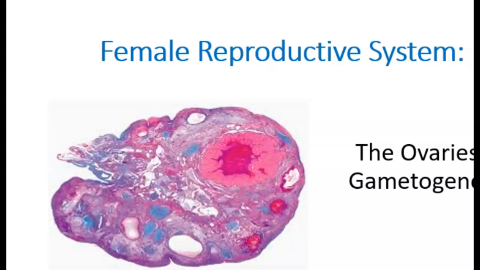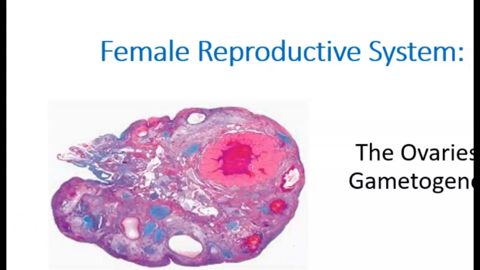Hello, this is Gina Piscatelli with a lecture on the female reproductive system for Anatomy and Physiology 2. In this lecture, we're going to look at the ovaries and their function, primarily oogenesis or gametogenesis.